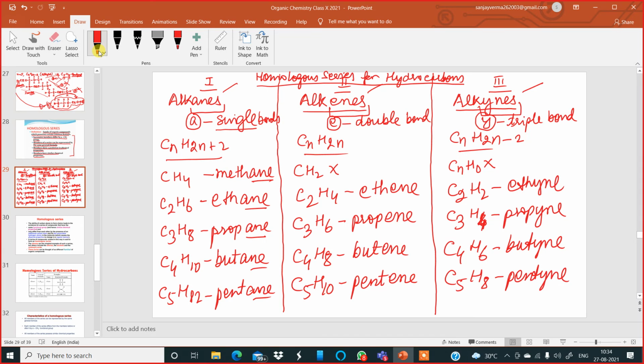Am I clear, boys? So this is how you derive the molecular formula of the corresponding homologous series, whether it is alkanes or alkenes or alkynes, by strictly using their respective formula. Am I clear? I think it is already time up.